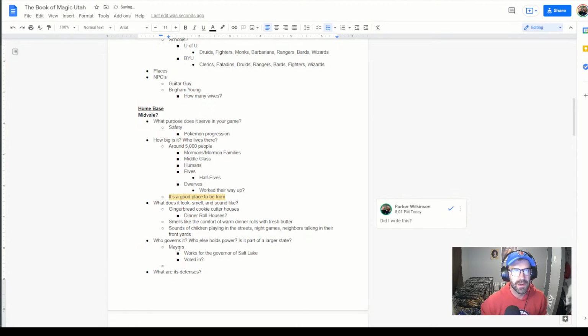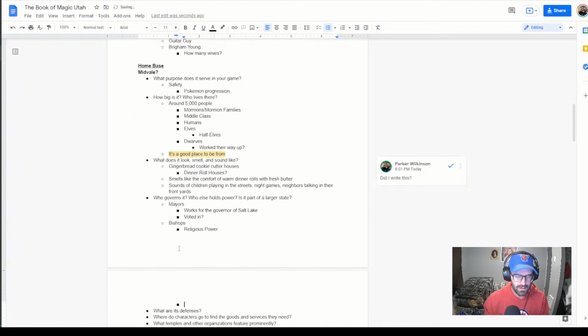What else holds power? As far as the religion goes, there's bishops. So bishops hold the religious side. Who else holds power? What else would there be? Boy Scout leaders are in charge of raising the youth.